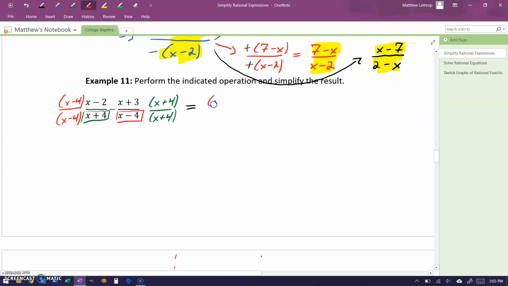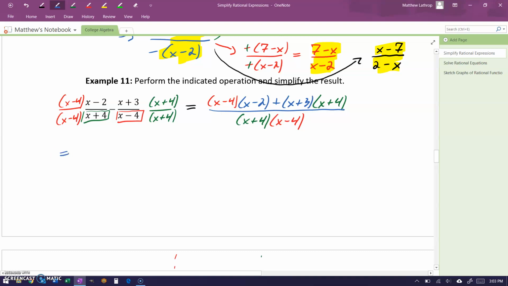And our numerator will become x minus 4 times the quantity x minus 2 plus x plus 3 times the quantity x plus 4. And all of that will be over that common denominator of x plus 4, x minus 4. What we'll do first is expand everything out.